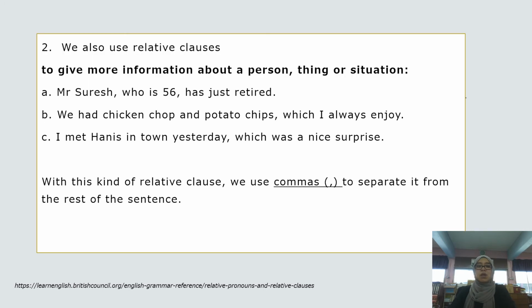Continue. This is the second type of relative clause. Remember we have two types. The second type: we also use relative clauses to give more information about a person, thing, or situation. In the first type, we want to make clear which person we mean. This one gives more information about the person, thing, or situation we are talking about. Example: Mr. Suresh, who is 56, has just retired.